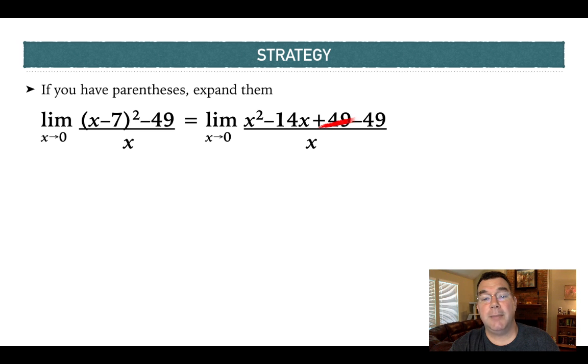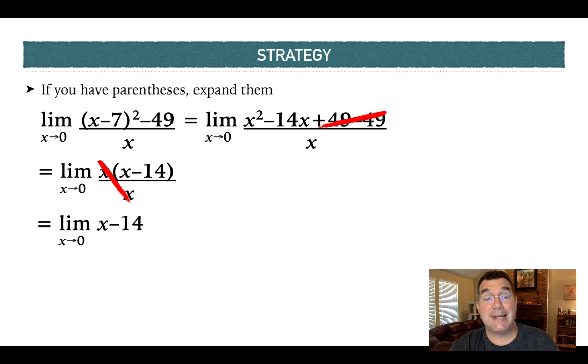The plus 49 minus 49 simplifies to 0, so I've got x squared minus 14x all over x. That can be factored to x times x minus 14 all over x. And again, the x's can cancel, and I'm left with the limit as x approaches 0 of x minus 14. Now I'm ready to replace x with 0, and I get 0 minus 14, which is negative 14.